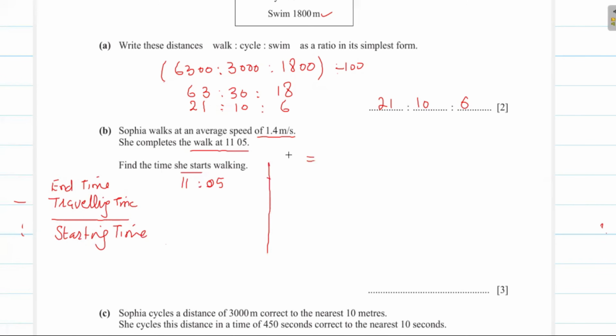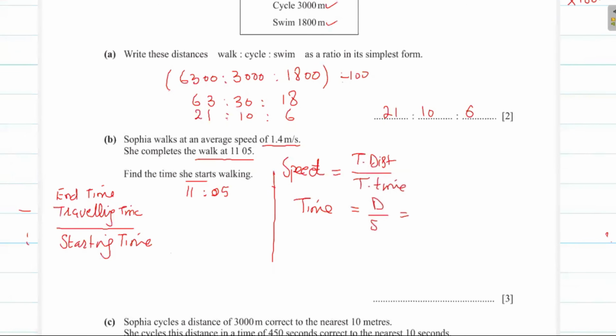Here the average speed of a moving body is equal to total distance divided by total time. Therefore, the time will be equal to distance over speed. Here the distance during walking is 6,300 meter. We write 6,300 divided by the average speed, which is 1.4. Now 6,300 divided by 1.4, we get 4,500 seconds.